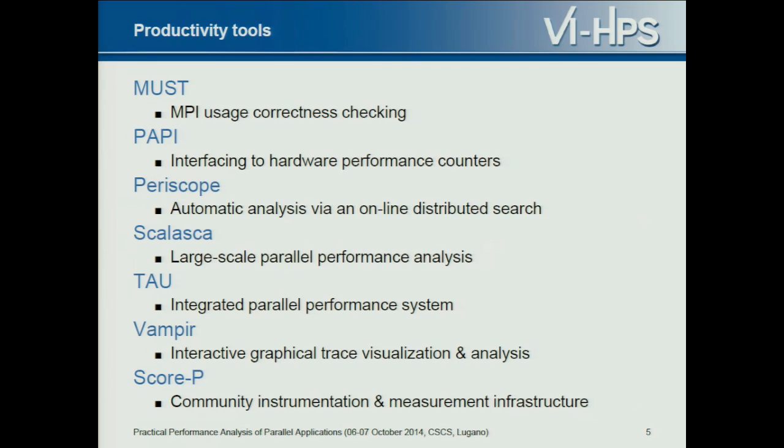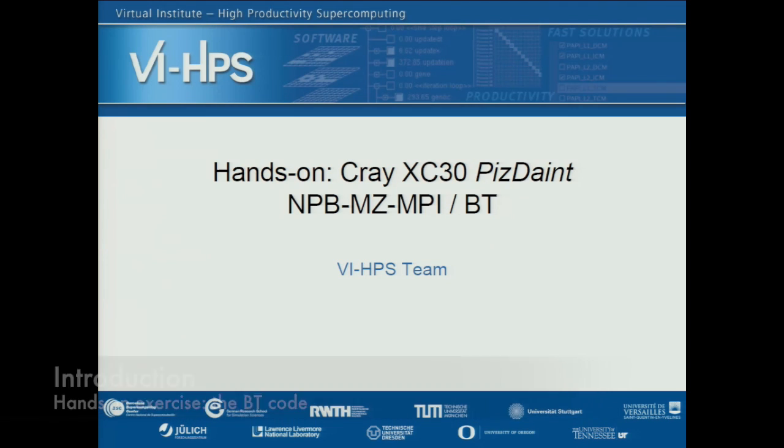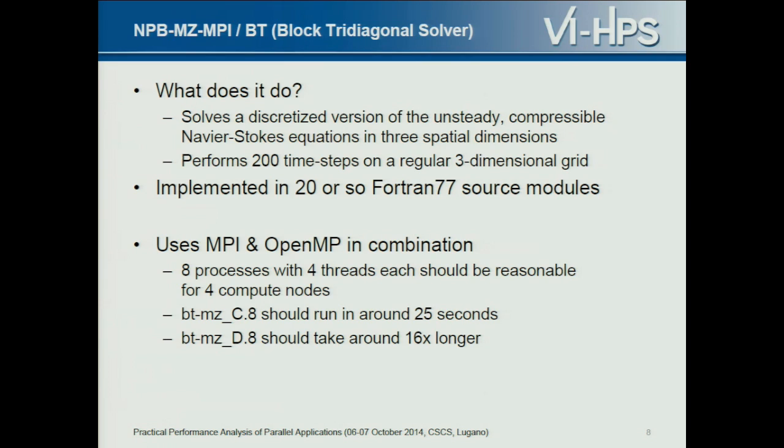There's a range of tools provided by the different partners. We're going to go through not all of them with you in the course of this workshop, but we'll focus on a few of them. We're going to be using one of the NAS parallel benchmarks that's configured for MPI and OpenMP. You don't need to know what this benchmark is doing. It's coming from NASA, from the NAS parallel benchmark suite. It's solving the Navier-Stokes equations in 3 dimensions.